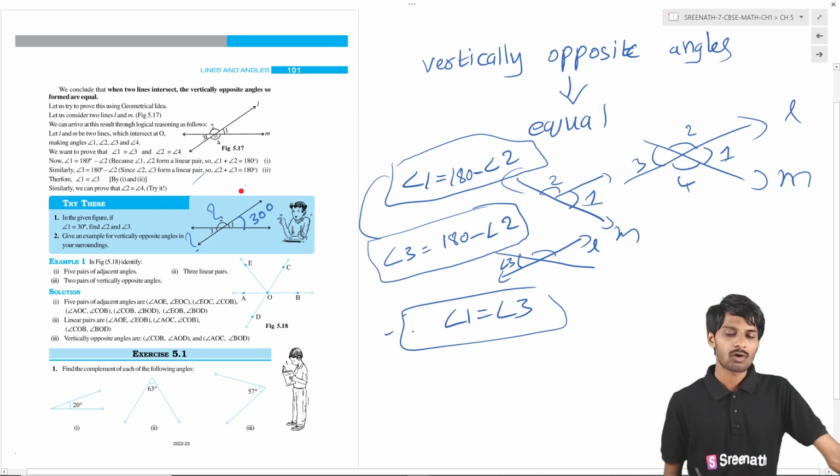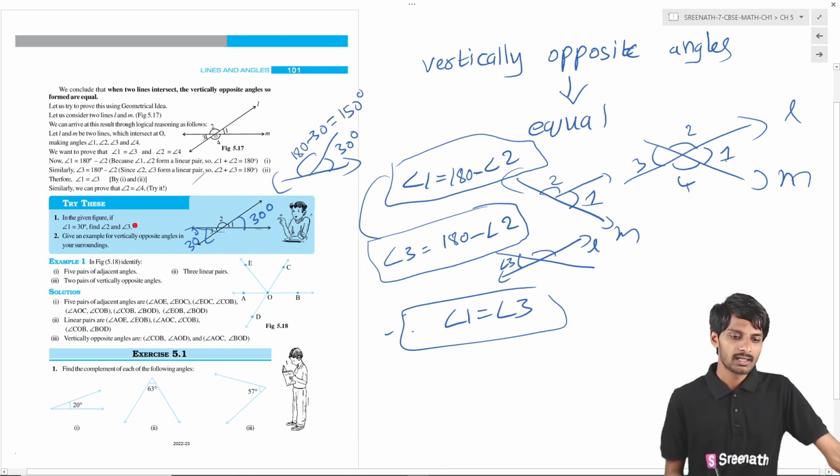How will you find it? According to the concept that vertically opposite angles are equal, the vertically opposite angle is angle 3, so finally angle 3 is also 30 degrees. Now take this line alone, which is making 30 degrees, and we know this is a straight line, so it has 180 degrees. And what is this angle? This angle is nothing but 180 degrees minus 30, so that becomes 150 degrees. So finally angle 2 is 150 degrees and angle 3 is 30 degrees, friends. That's it. So here is an example, students.